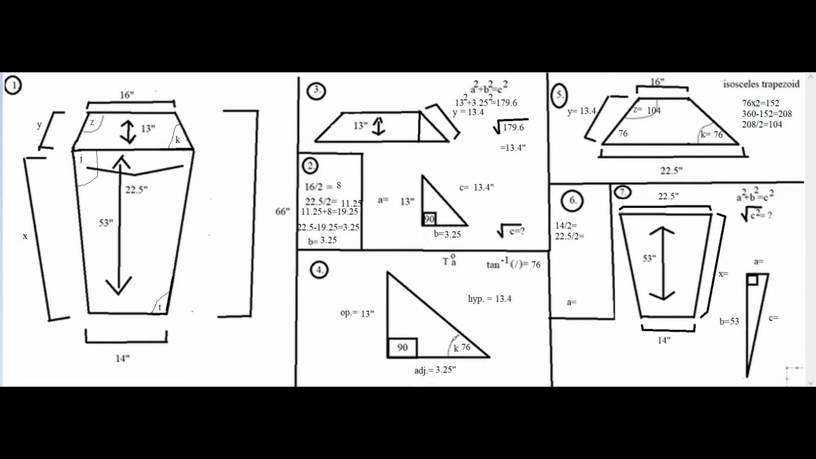If you want to double check to see if it's correct, you can actually add up 104 plus 104 plus 76 and plus 76, and that'll get you 360.